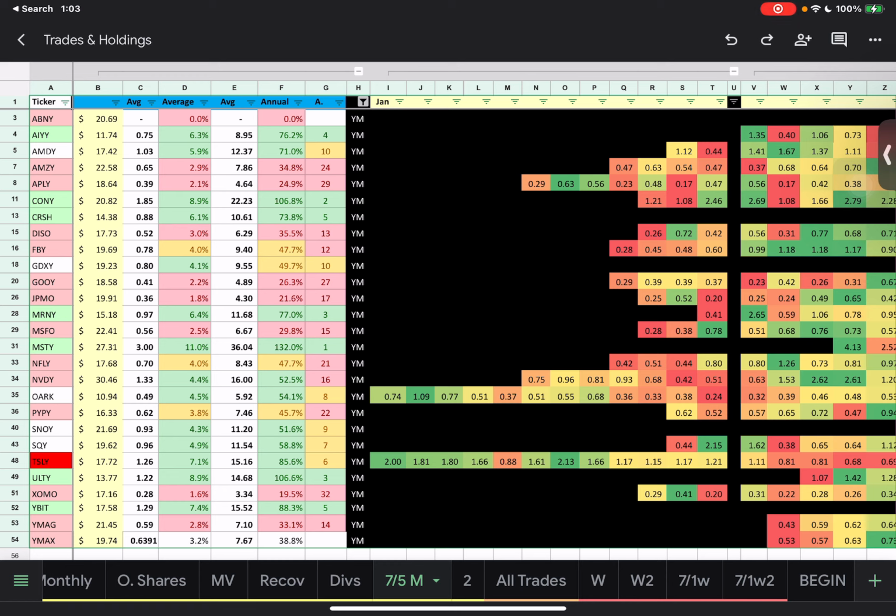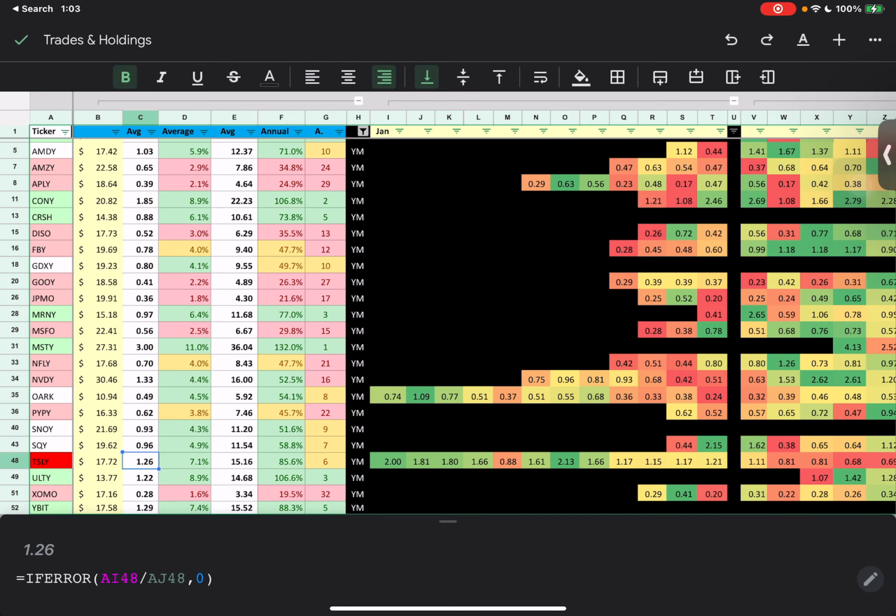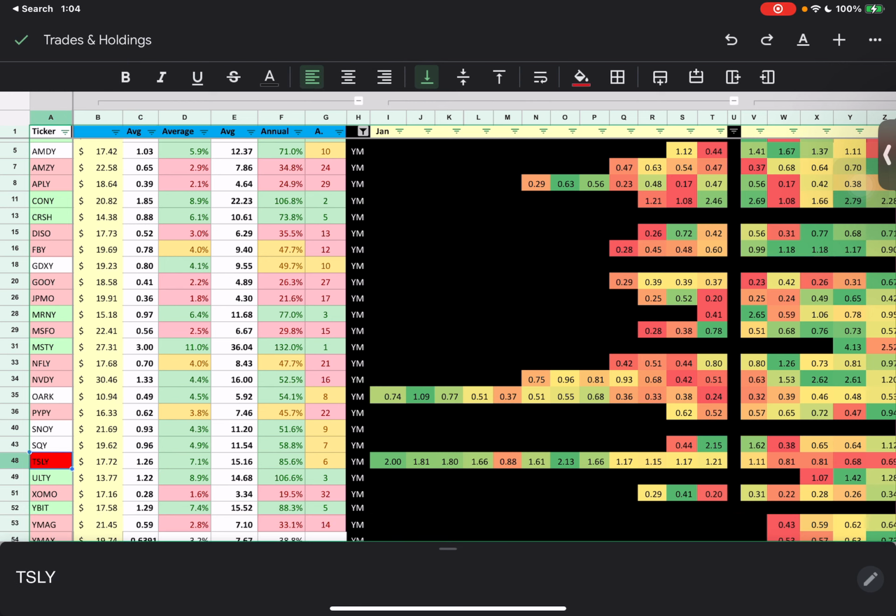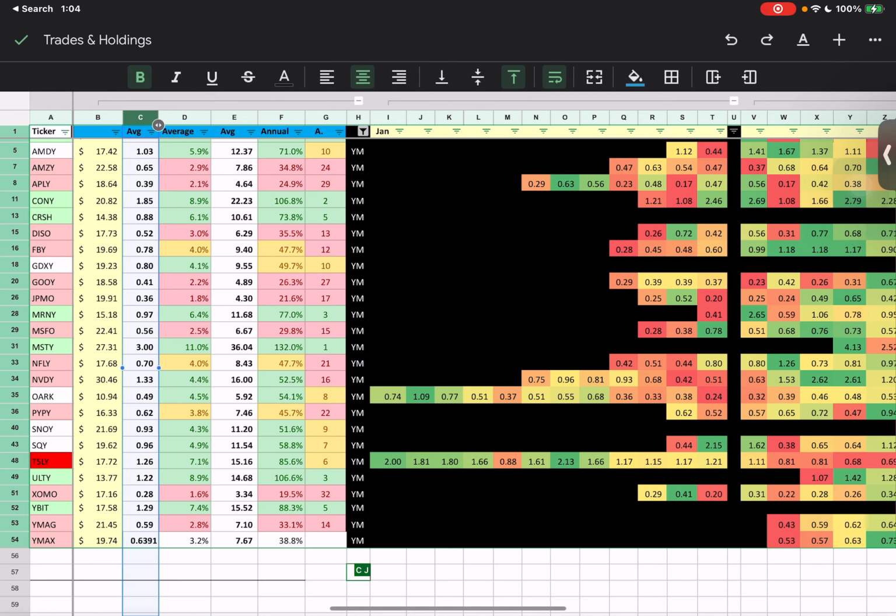Of course, some of these like Tesla that have been here a long time and used to do great, obviously they're going to have a high average, but that doesn't necessarily reflect what it's currently being paid. So just be careful with ones like that. So you can see here $1.26, and I don't remember why I made this red. There's got to be a reason. I just don't remember. But yeah, so this is our average.